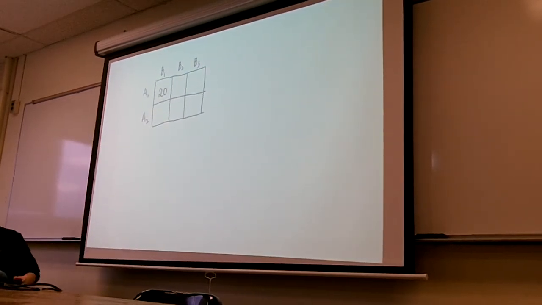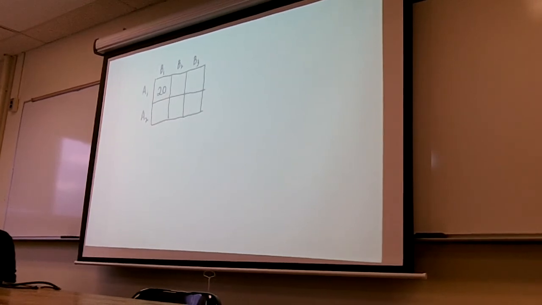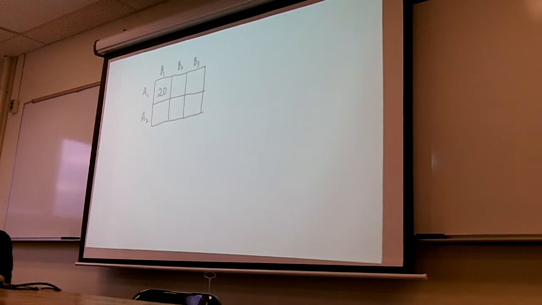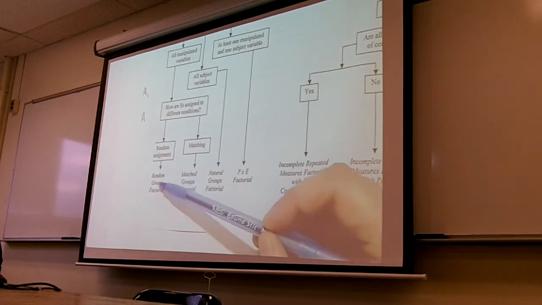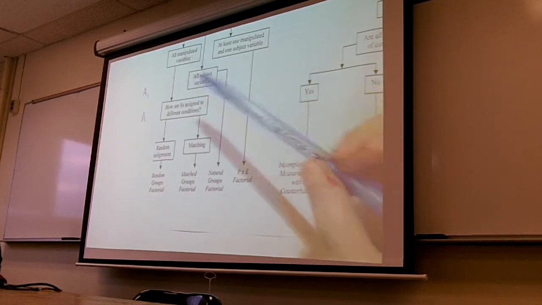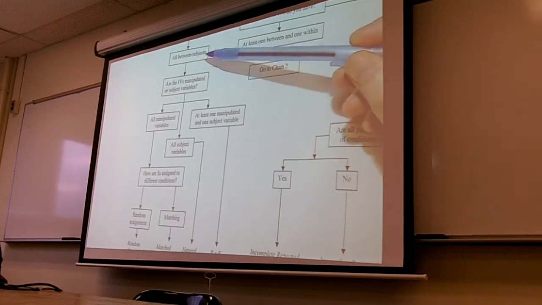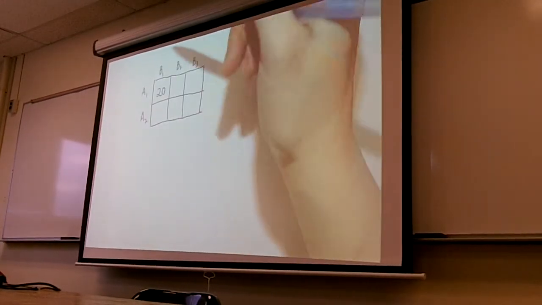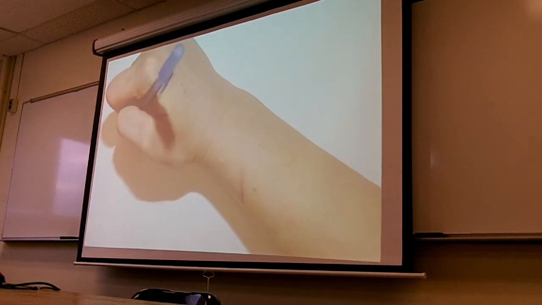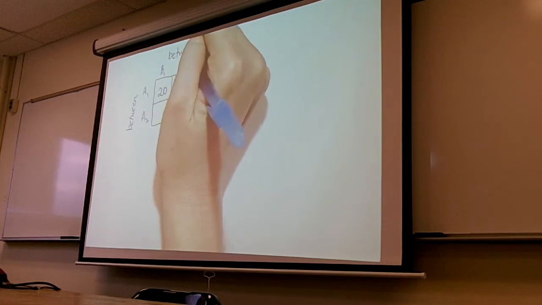So the first kind of design you have to figure this out for is a random groups factorial design. What do you know about random groups factorial designs? They're all between, right? If you go look at your flowchart of doom, you see random groups factorial design over here. You have all manipulated variables. They're all between subjects variables, right? You know these things about this. Okay? So that means that A is between subjects and B is between subjects.